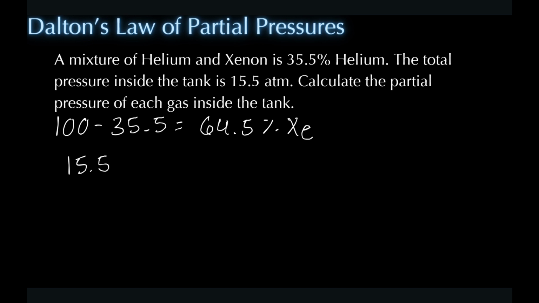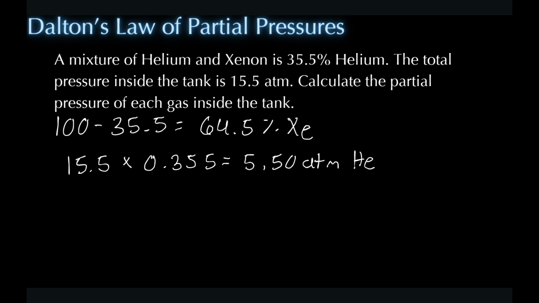We can multiply it by the percentage. So I'm going to start with helium. Multiplying by percentage, we are going to go ahead and move that decimal over. So we're going to get 0.355. So 15.5 times 0.355 will get us a pressure of 5.50 atmospheres of our helium. So this is one part of the question. So this and everything answers the helium part.